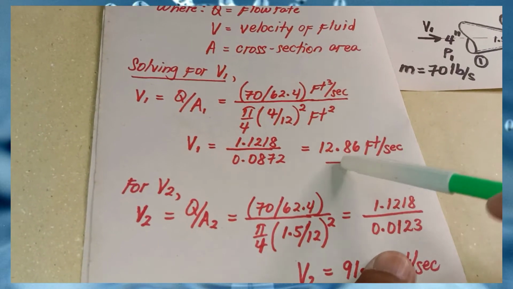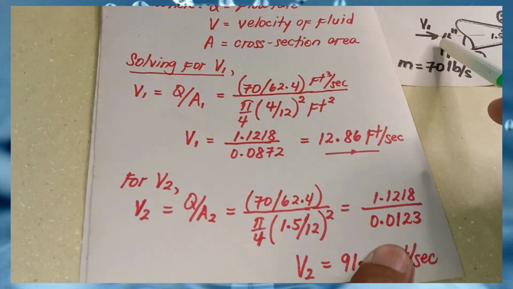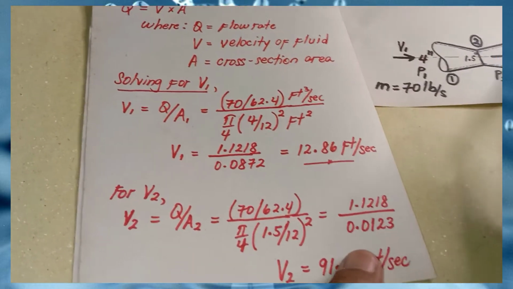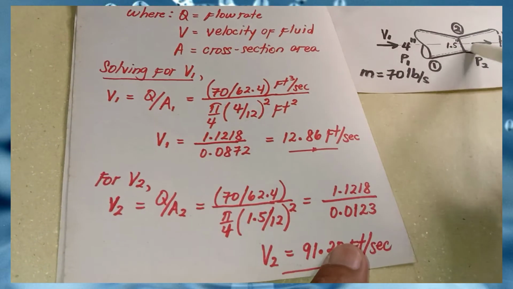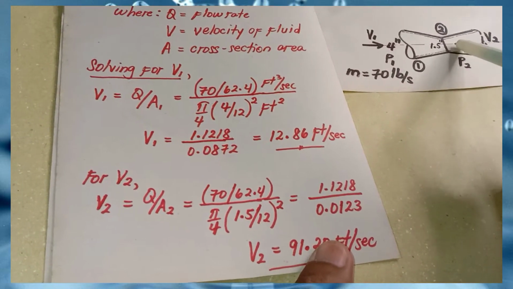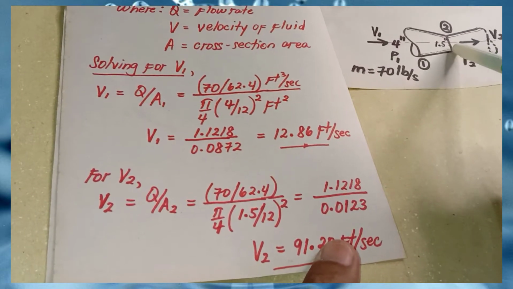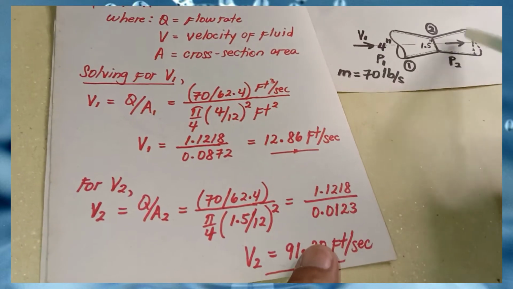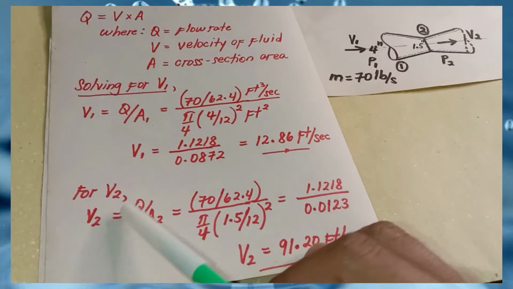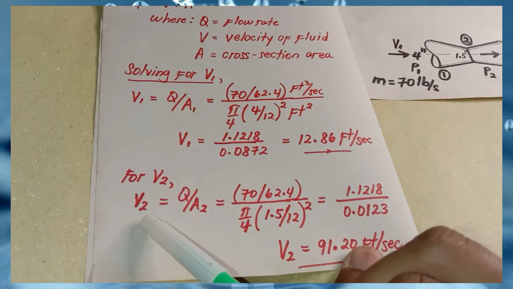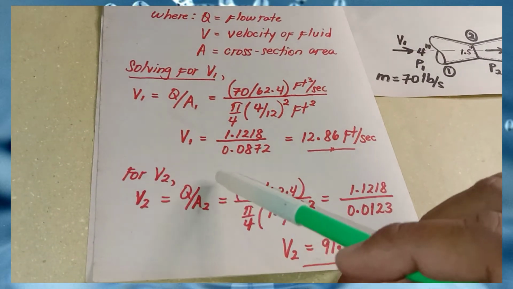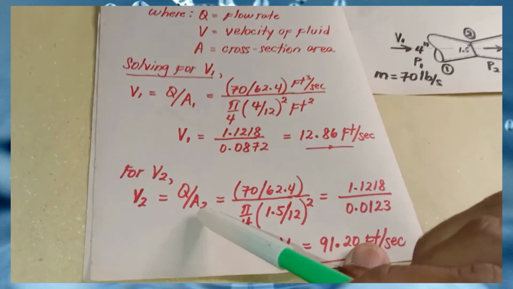Okay. After solving the initial velocity, again, we need to solve for the final velocity, the output velocity after the throat diameter of the Venturi. So again, using the same equation, V2 as the final velocity is equal to flow rate over area, volume flow rate over area.